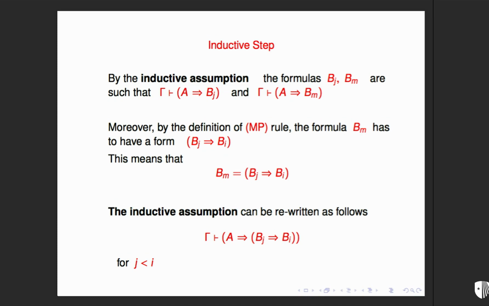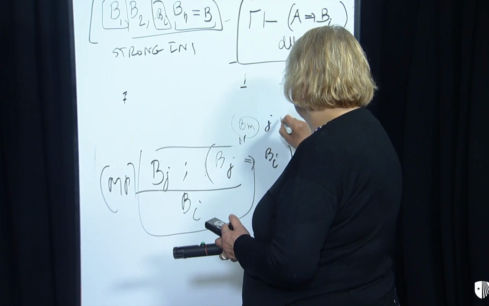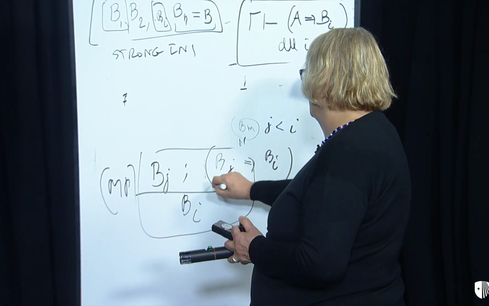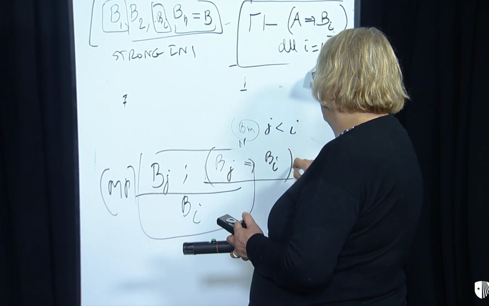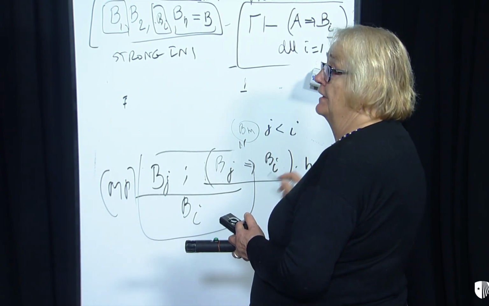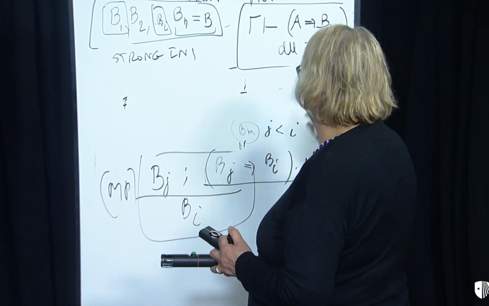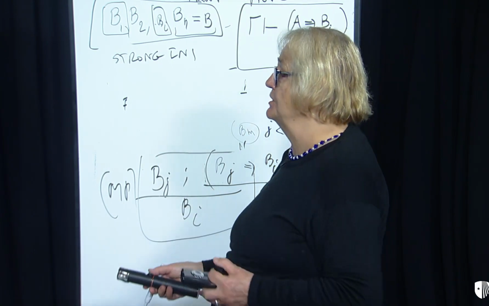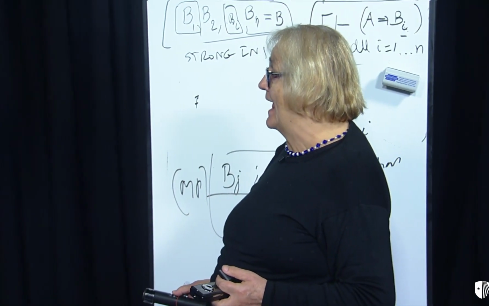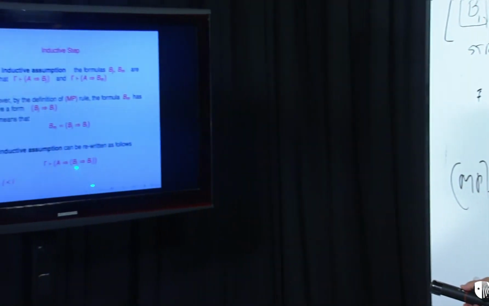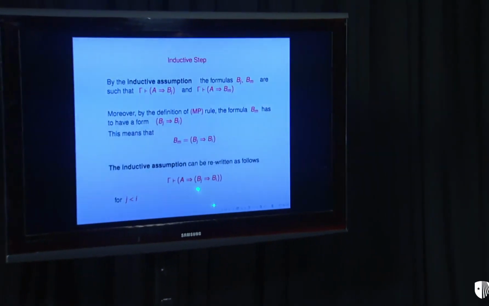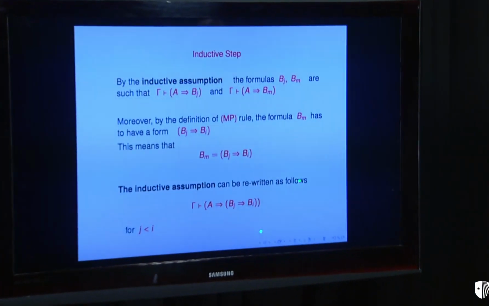And we know that j is less than i, so by inductive assumption, this has a proof. So I know that by inductive assumption, we have that A implies Bj, and A implies Bj implies Bi.